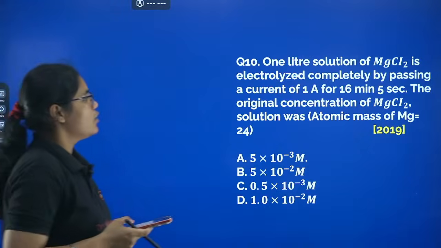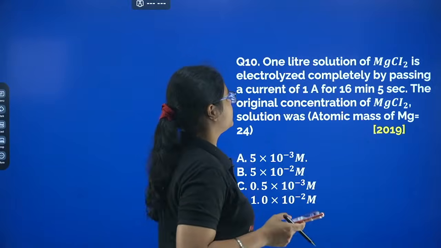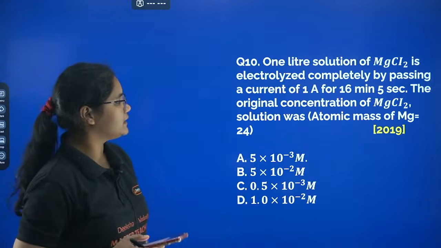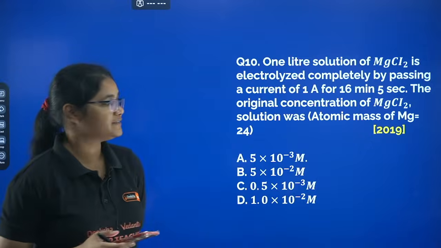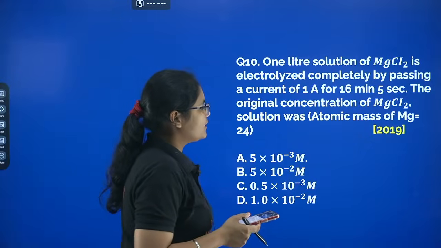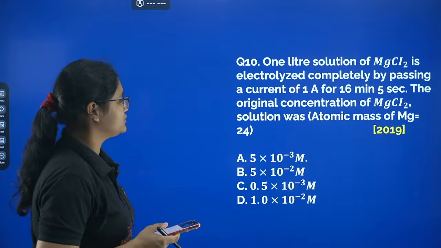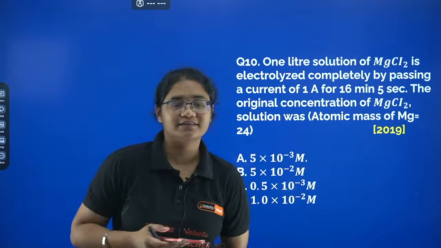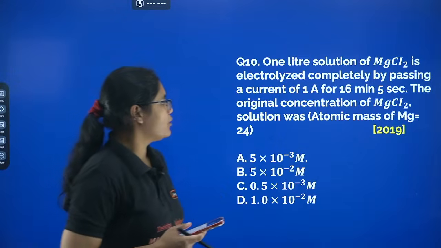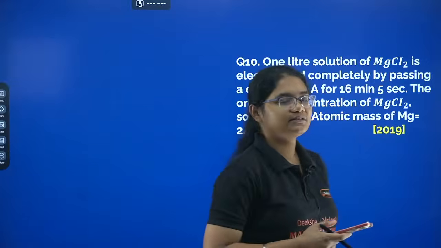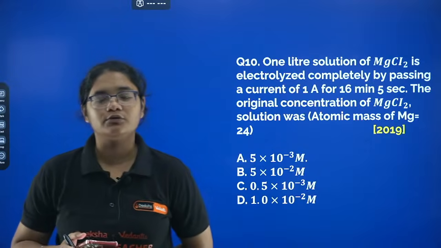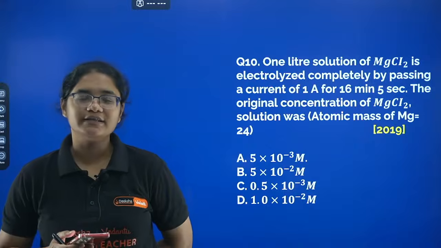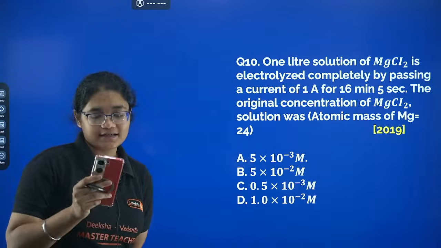question number 10. 1 liter solution of MgCl2 is electrolyzed completely by passing a current of 1 ampere for 16 minutes and 5 seconds. The original concentration of MgCl2 solution was, in 2019 this question was asked. Now see, when the original concentration is asked, you just need to find the mass of magnesium deposited and then convert it into molarity. Slightly tricky question but not a very difficult question. Let's see how to solve this.